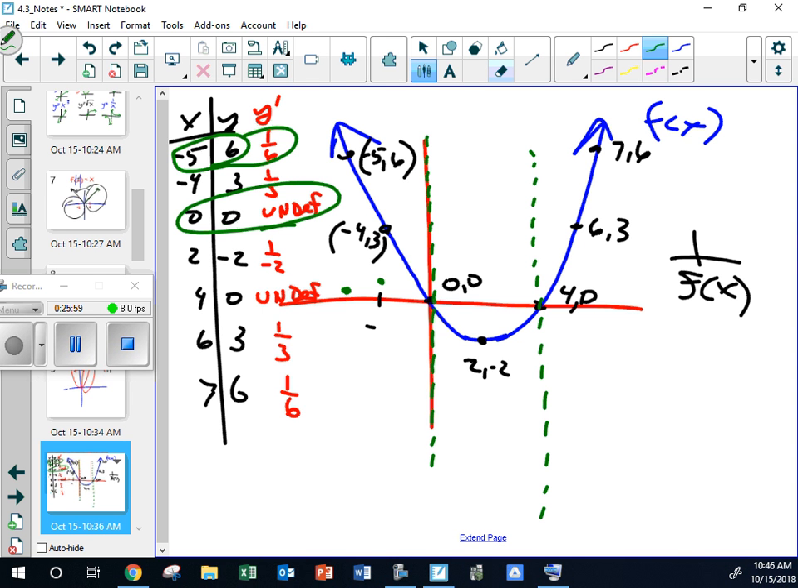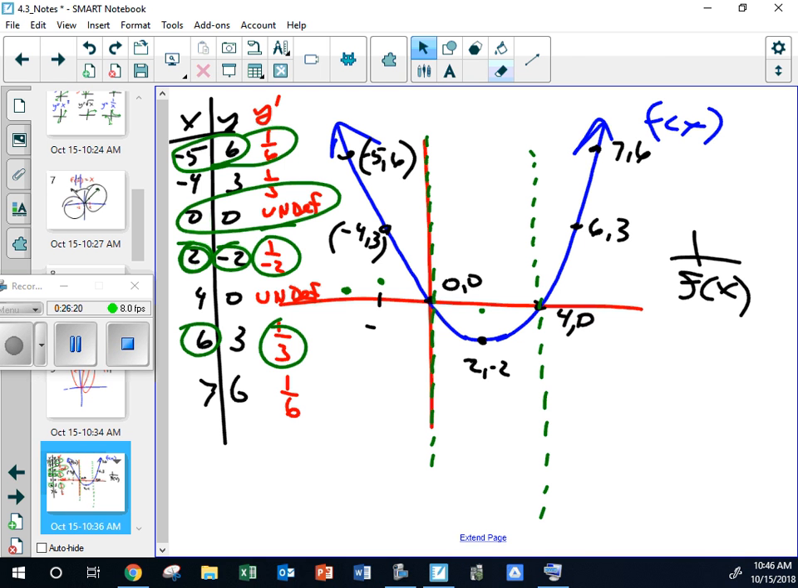The next point I have is 2 negative 2, which is now going to become 2 negative 1/2. So that is about here. The next point I have is 6 comma 3, and that's turned into 6 comma 1/3. 6 comma 1/3 is like, oh, this is kind of in the way. Let me move this down here. 6 comma 1/3 is like right there. And the next one's 7 comma 1/6. 7 comma 1/6, up a little bit.